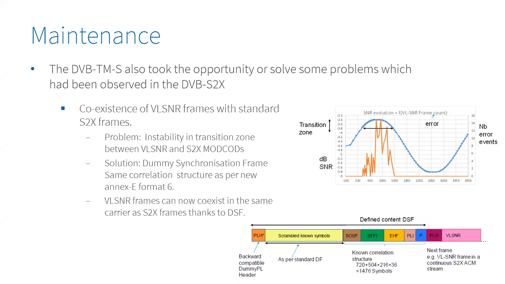So within standard DVB-S2X, you can now embed very low SNR frames, and immediately prior to a very low SNR frame, one uses a dummy synchronization frame, which will ensure the correct decoding of the following very low SNR frame. So we solved this particular problem.